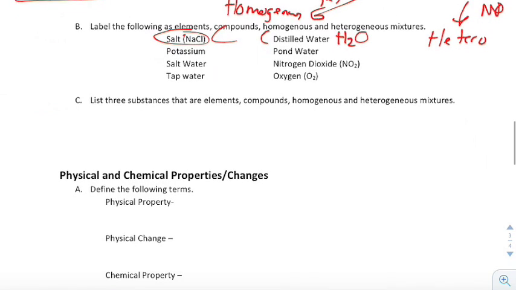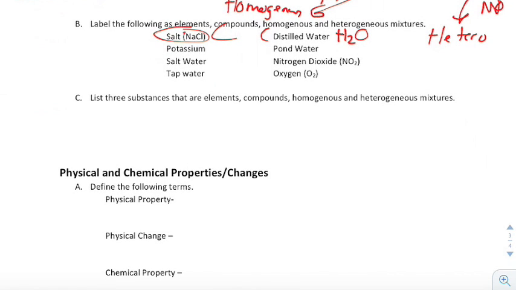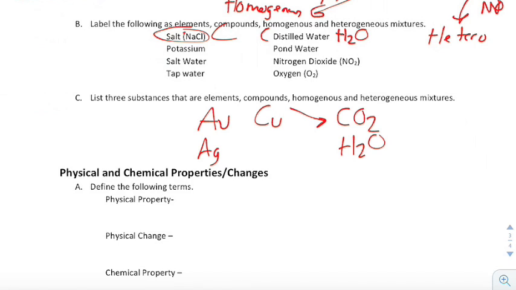Next, it says list 3 substances that are elements, compounds, homogeneous mixtures, those sorts of things. So the first thing you would do is just name a couple of elements. Elements are anything on the periodic table, like gold or silver or copper or anything along those lines. Compounds are anything that has multiple atoms, like CO2, H2O, O2, H2, any of those things that has more than one element present.